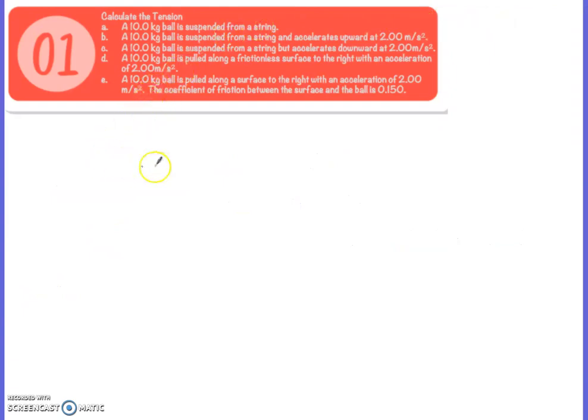And now we'll do the E portion. E says a 10 kilogram ball is pulled along the surface, being pulled to the right by a string with an acceleration of 2 meters per second squared. But now there's a frictional force in this direction. I use lowercase f for my frictional force. And the coefficient of friction is 0.150. And remember, friction equals the coefficient of friction times the normal force.